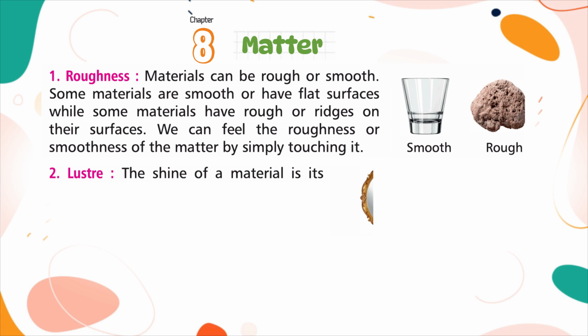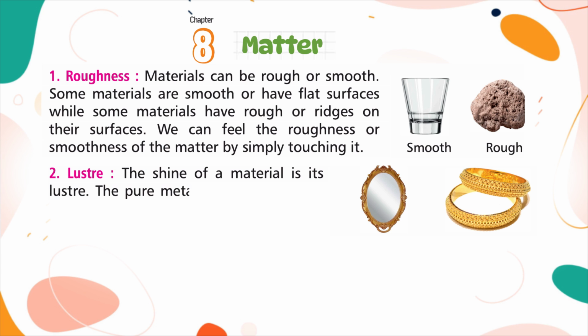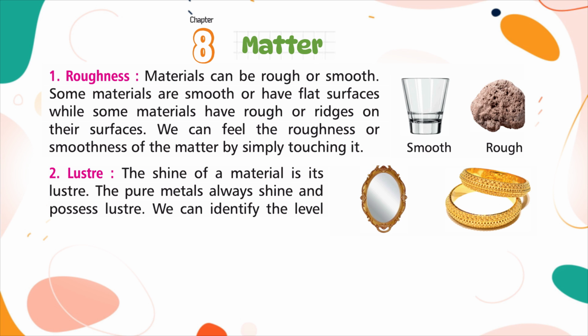Number 2. Luster. The shine of a material is its luster. The pure metals always shine and possess luster. We can identify the level of purity of metal by its luster.